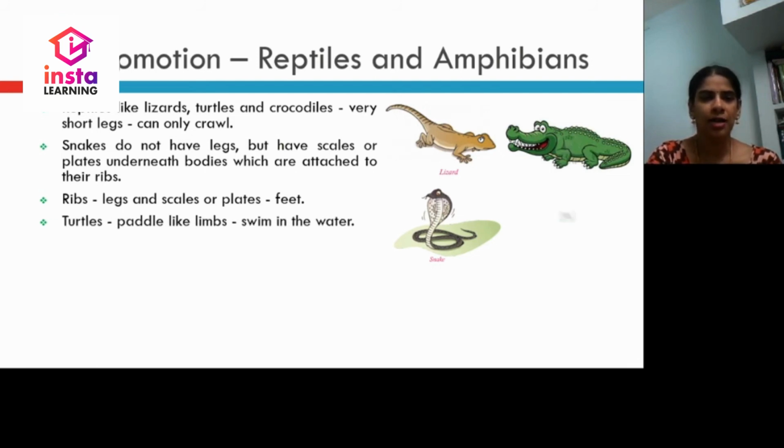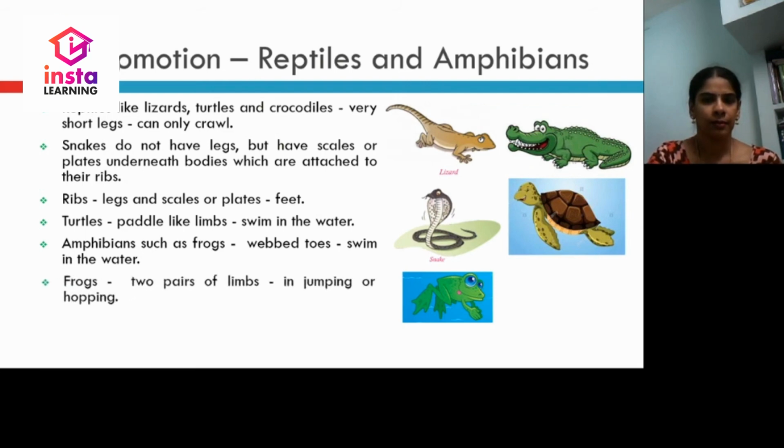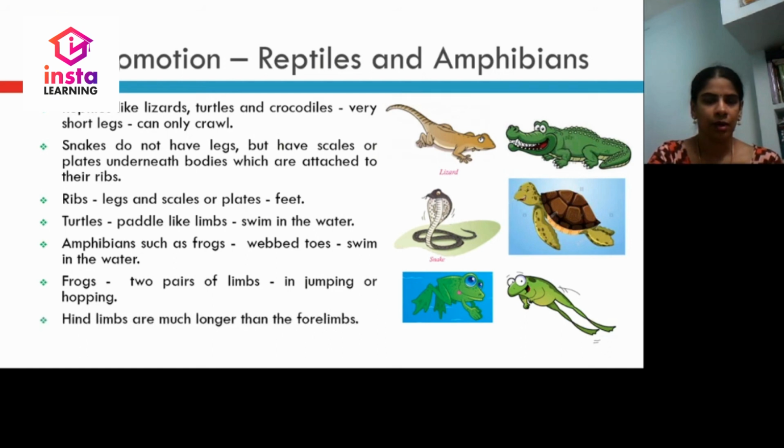Turtles possess paddle-like limbs which help them to swim in the water. Amphibians such as frogs possess webbed toes which help them to swim in the water. Frogs also have two pairs of limbs which help them in jumping or hopping. The hind limbs of frogs are much longer than the forelimbs.